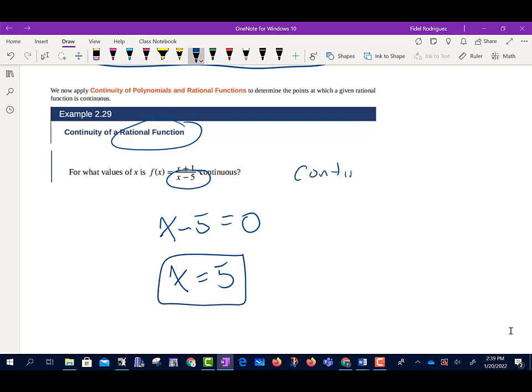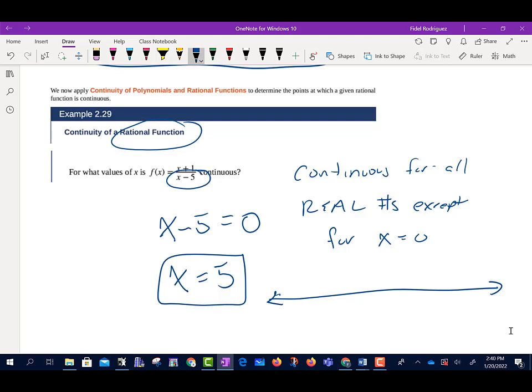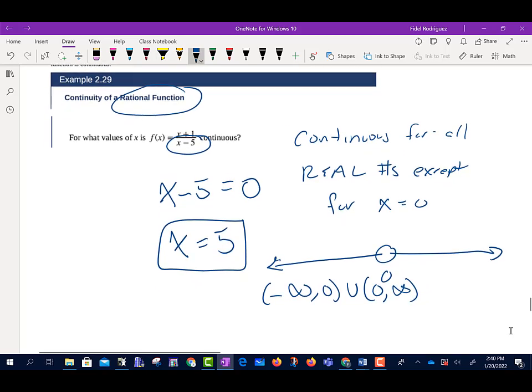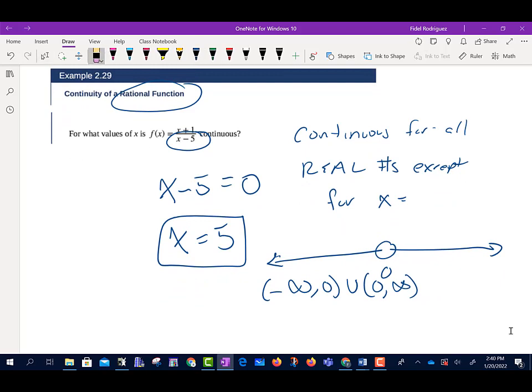we can say that this thing is continuous for all real numbers except for x equals 0. So what that looks like on the number line, y'all, if this is my x-axis, we are going to remove when x is equal to 0. In interval form, it would be from negative infinity to infinity, and then we're going to skip over 0 and go from 0 to infinity. Not 0, sorry. I meant 5. Sorry, guys.